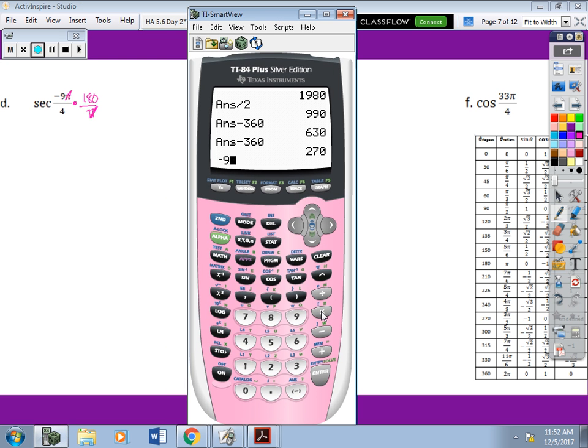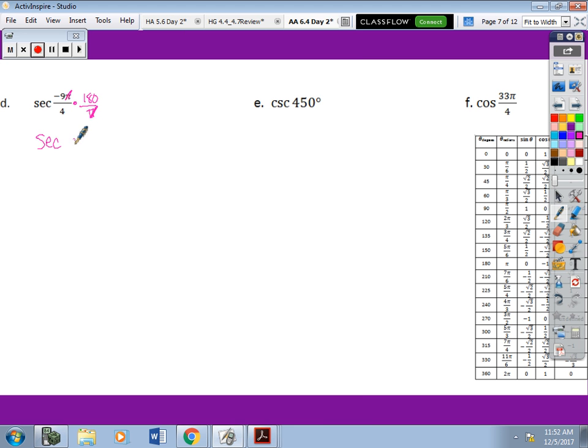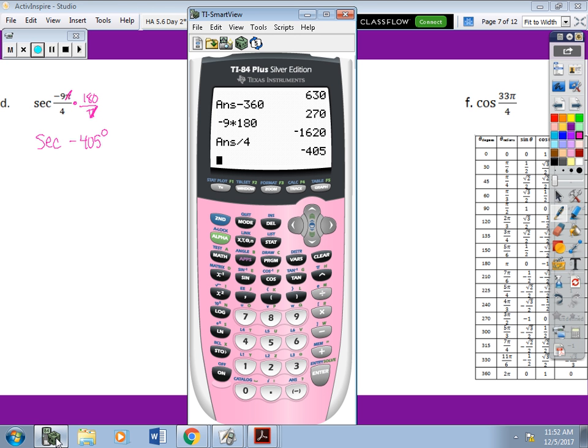So negative 9 times 180 divided by 4. So that's secant of negative 405. Am I going to add 360 or subtract 360 to find the coterminal angle? Add. I have a negative angle. I need to make it into a positive angle. So I'll add 360 one time. And I'm still at a negative angle. I don't have negative angles in my chart, so I have to add 360 again. And I'll get 315.